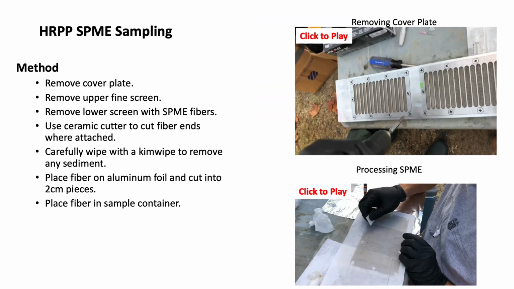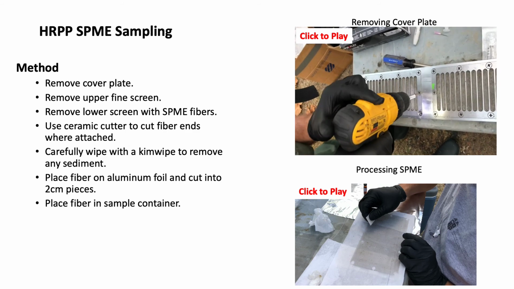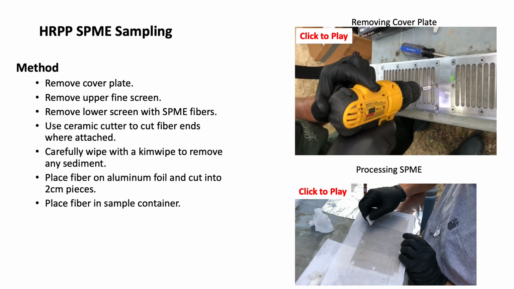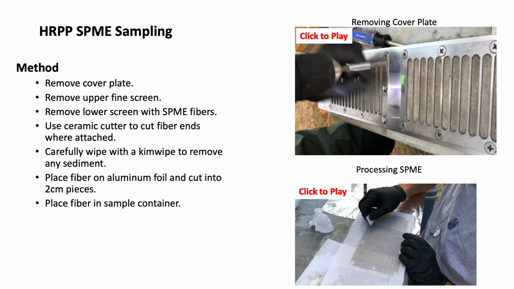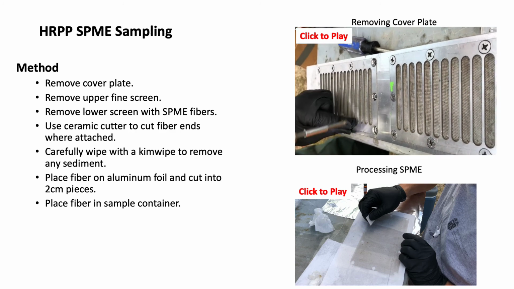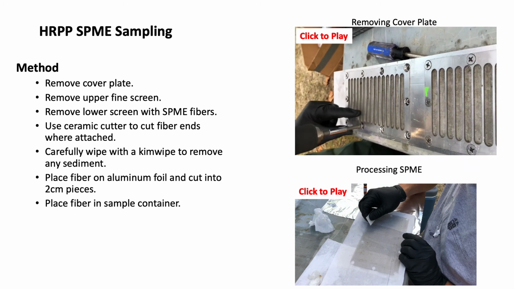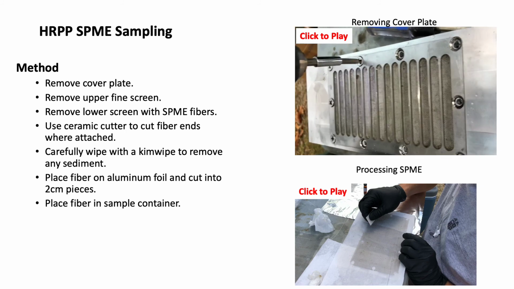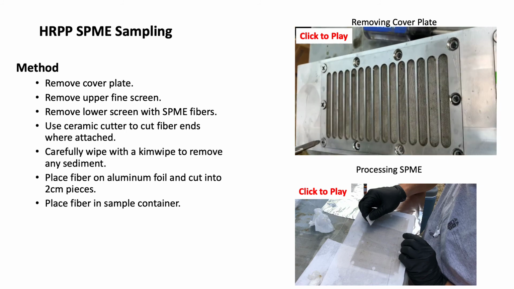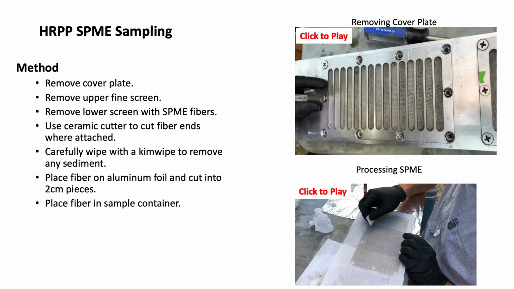Once the equilibrium cells have been sampled, in cases where SPME fibers have been deployed, the SPME fibers are then sampled next. To sample these SPME fibers, the first step is to remove the stainless steel cover plate. So the screws are removed. Once the screws are removed, the plate is removed.